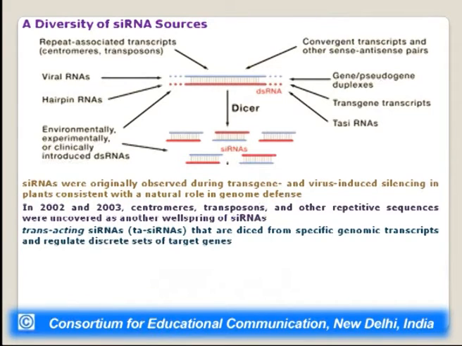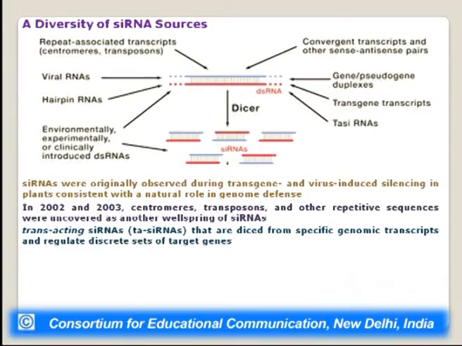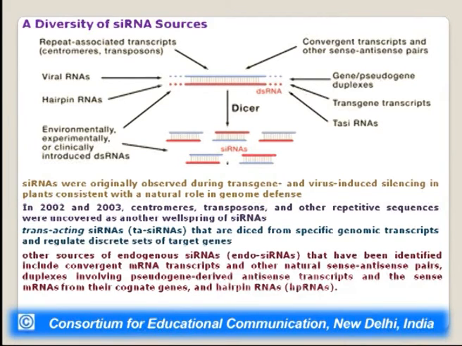genes. Initially, siRNA and microRNA were distinguished by the fact that microRNAs are usually derived from the organism's own genome, whereas siRNAs were mostly from exogenous sources such as viruses, transposons, other genomes or transgenes. But as you can see, there is a diversity of siRNA sources, and subsequently it was found that the organism's own genome, such as the centromeric regions, can also give rise to siRNAs, or the tasiRNAs in which the trans-acting siRNAs are diced from specific genomic transcripts.